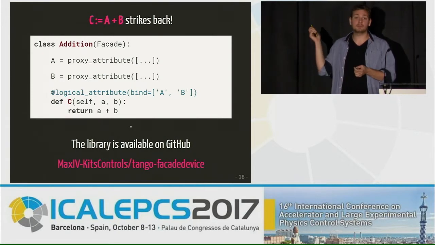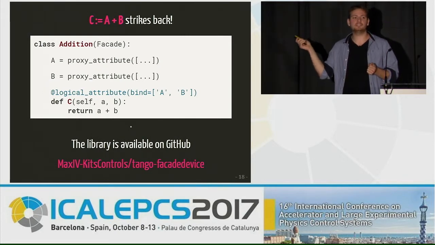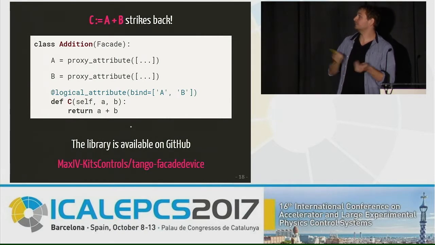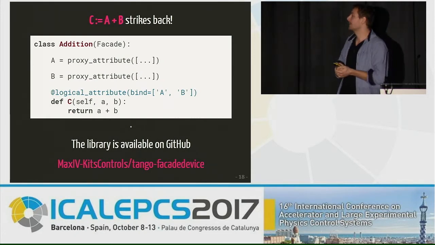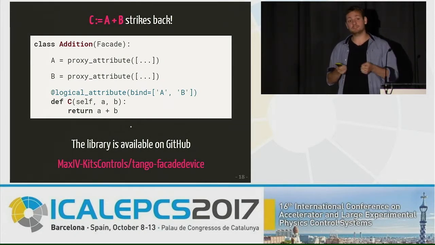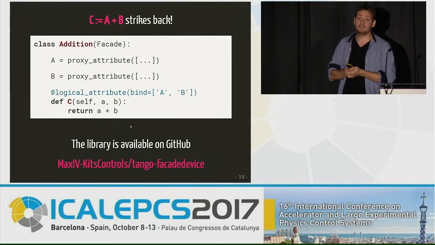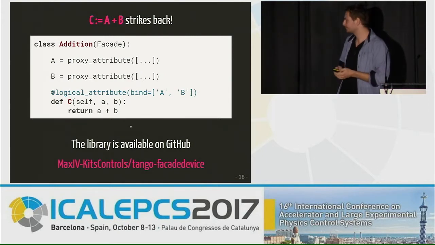So if we get back to our C equals A plus B example, you can see that it's very similar to the Python property syntax that I presented earlier. In this case, addition will be a facet device. It will get A and B from 2 Tango event channels. Whenever something happens, it will compute a new value for C, and it will broadcast it to the network through event channels as well. So you can build multi-layers on top of that.